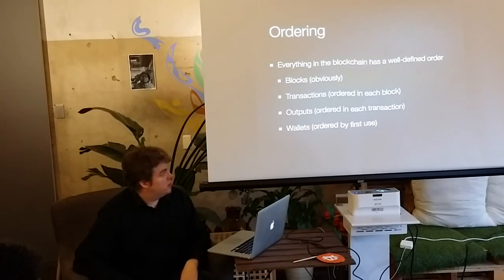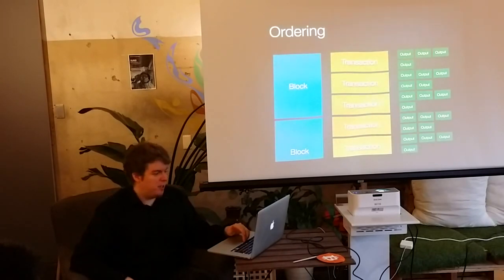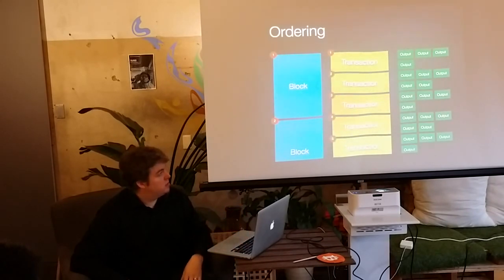So by observing all of this, we can start simply ordering them by going through each type of data one by one. That's block number 1, next is block number 2. Do the same for the transactions, just keep going straight through in order, and the same for each output, etc.